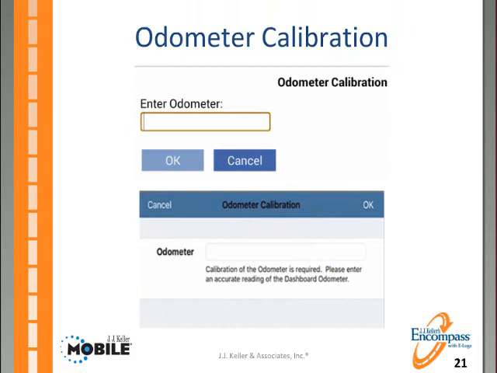Now, the next step in the initial configuration is to do an odometer calibration. You're going to verify that the odometer value shown on your vehicle's dashboard is correct, and then make any changes to the odometer that is shown here. And then you're going to click OK.